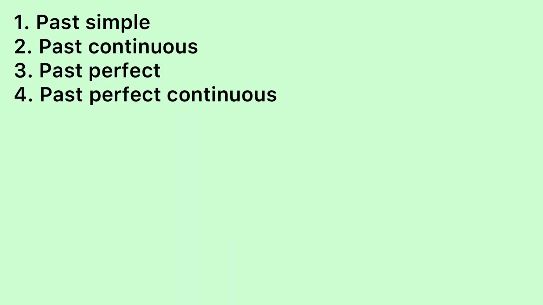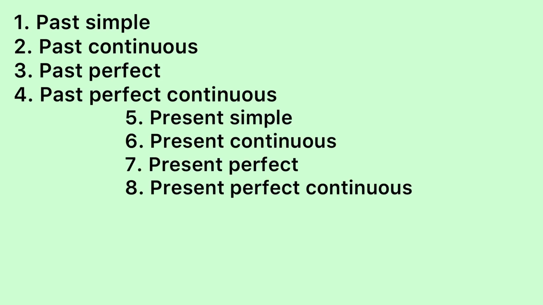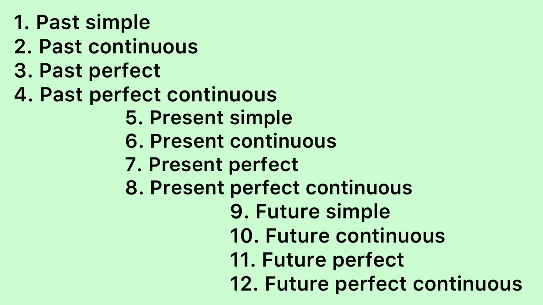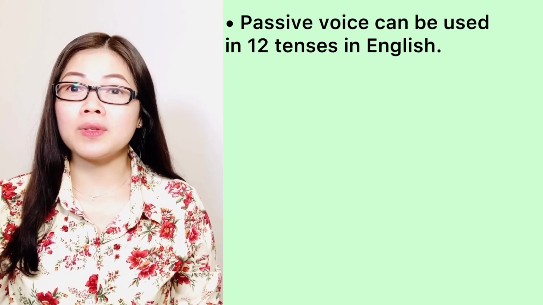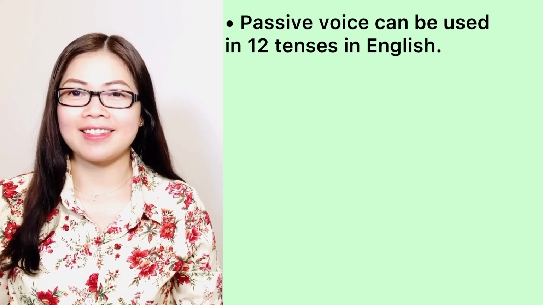Past simple, past continuous, past perfect, past perfect continuous, present simple, present continuous, present perfect, present perfect continuous, future simple, future continuous, future perfect, and future perfect continuous. So, passive voice can be used in 12 tenses in English.